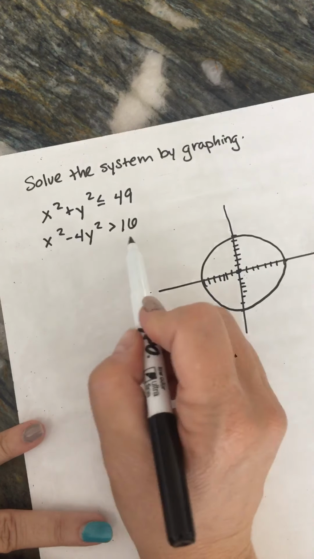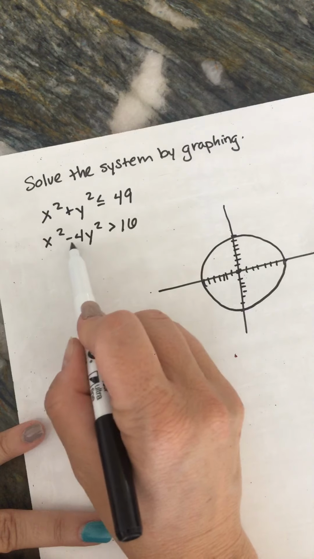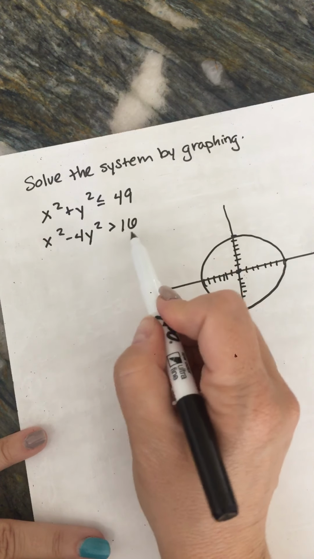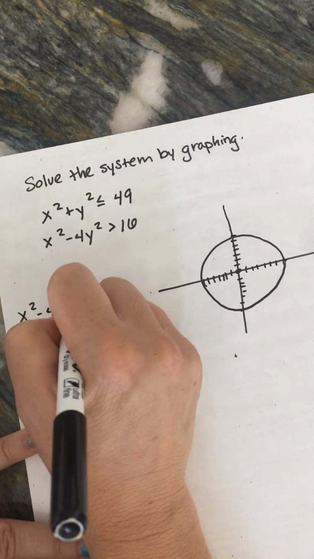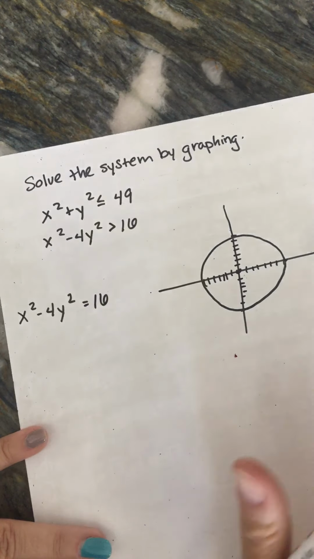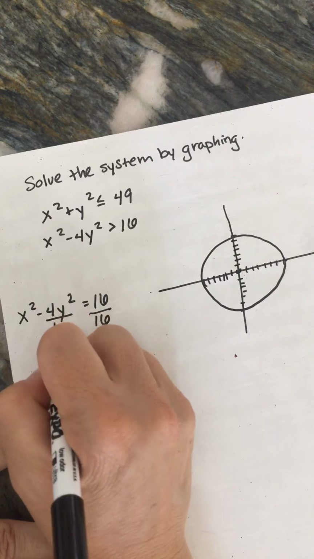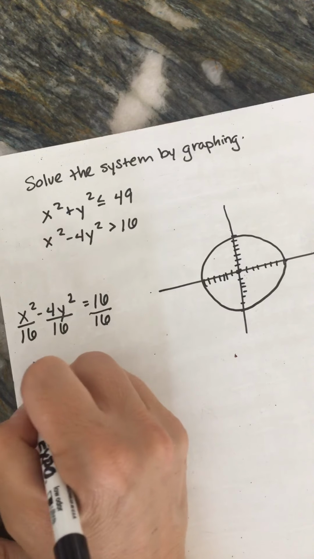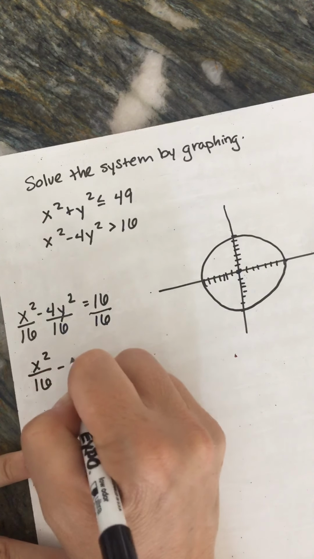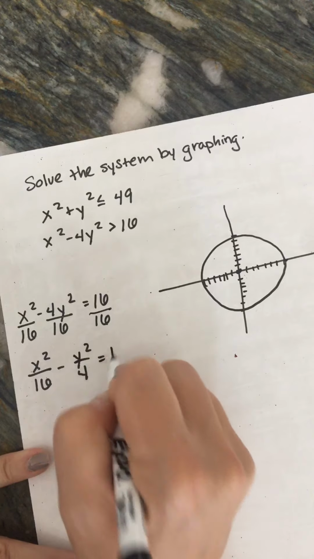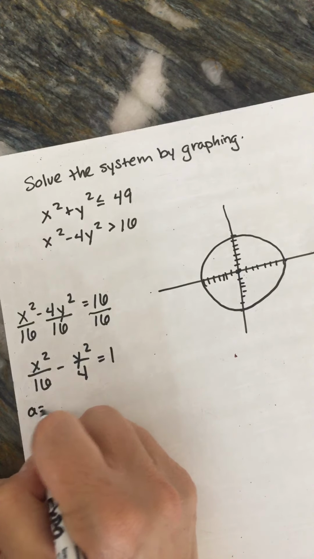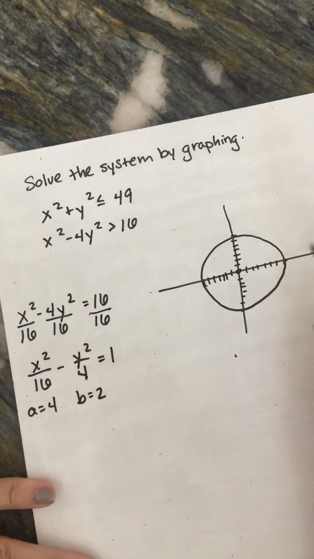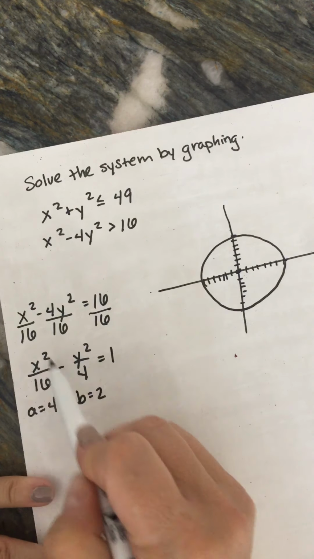This guy looks like it's probably going to be a hyperbola because of the subtraction sign, but it doesn't have the 1. So let's go ahead and change it so that it is in a standard form that we are familiar with. I'm going to change it to an equals just for the moment. We'll change it back. So I've got x squared over 16 minus y squared over 4 equals 1. So yes, definitely a hyperbola. The center is at (0, 0). Your a equals 4, your b equals 2. And I know that this is going to be a horizontal hyperbola because x squared is positive.